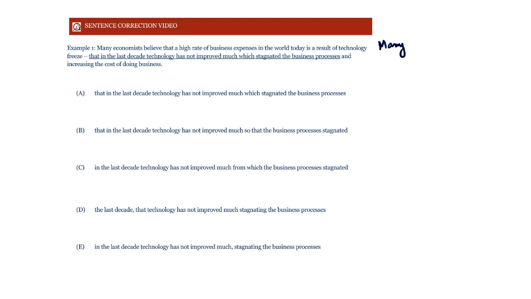So I say many economists, we'll just write E, believe, okay, believe that a high rate of business expenses in the world today, I'll write this as A, that A is a result of technology freeze. So let me write this as F. So A is a result of F. Then there is a hyphen. So a hyphen separates the rest of the sentence from the first sentence.